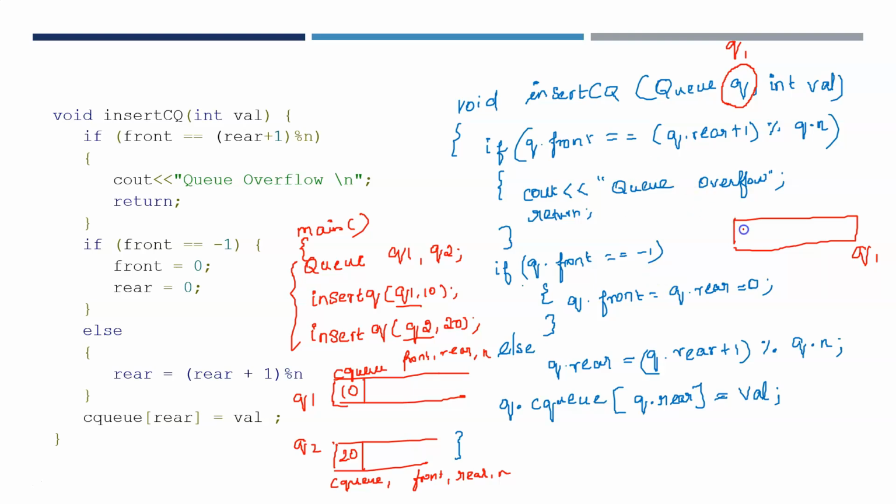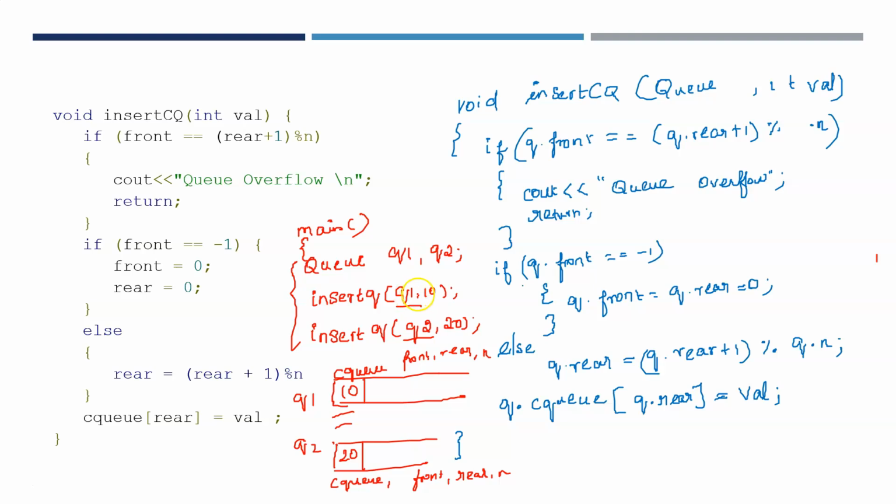So in this function, though you insert 10 here, it will not get reflected in main. It is only getting stored in the function. When the function ends, this structure will also get deleted. Hence, we should not pass this by value. We should pass everything as a reference. So, I'll tell you how to pass this as a reference.